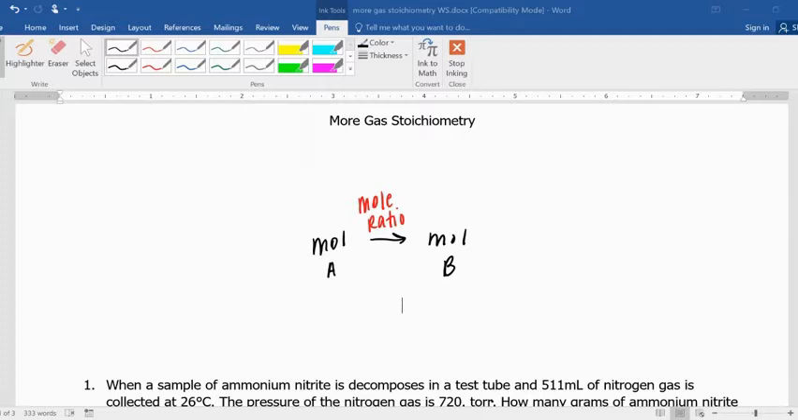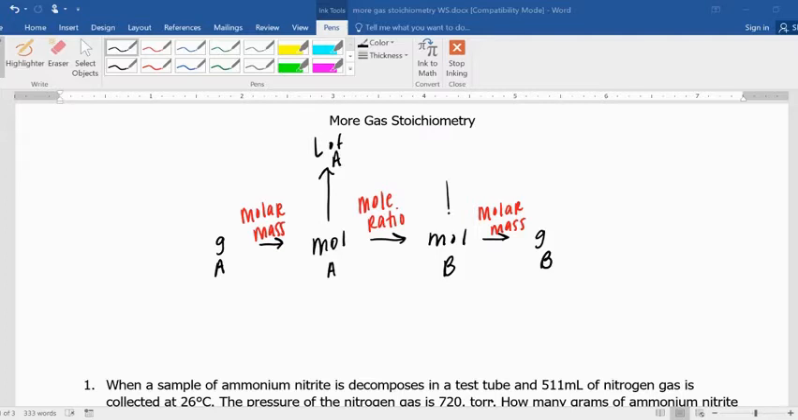Now, back in our stoichiometry unit, we also converted from grams of A and we converted to grams of B. And we did this using the molar mass. So if we're converting from grams to moles, we use molar mass. If we're converting from moles to grams, we also use molar mass. Now, in our notes yesterday, we added a new branch of Mole Island. And that new branch is that we can convert to liters of A or liters of B.